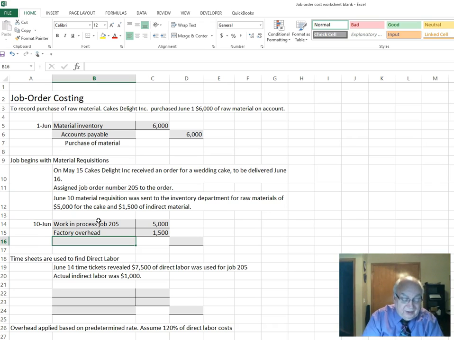And then the material inventory account. Now some places will call this raw material inventory. Others will just say material inventory. I'm just going to call it material inventory because that's what I called it up above. But raw material inventory is just as correct. And that would be for the $6,500.